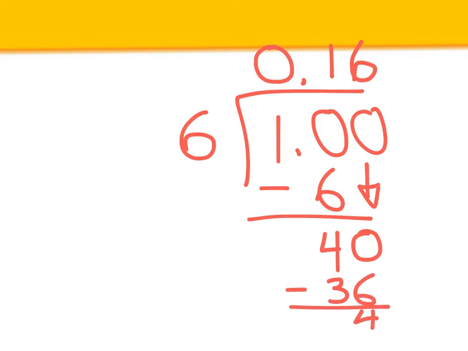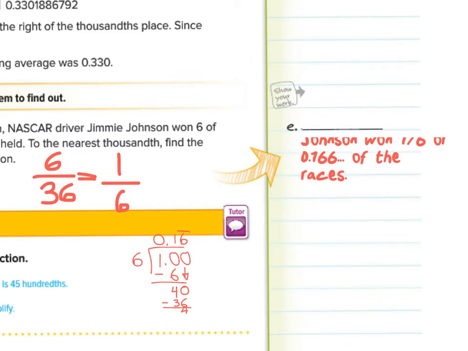So now that it's 4 again, I realize that I'm stuck here, and this is going to continue to repeat itself. From here to here, I had to multiply it by 6. So it's going to be 0.166666 bar notation. So I would put a bar notation there. So we would say, therefore, these 3 little dots mean therefore, Johnson won 1 out of 6, or 0.166 bar notation of the races.